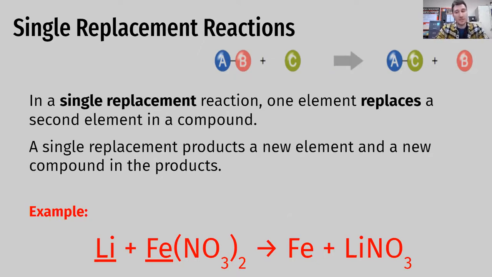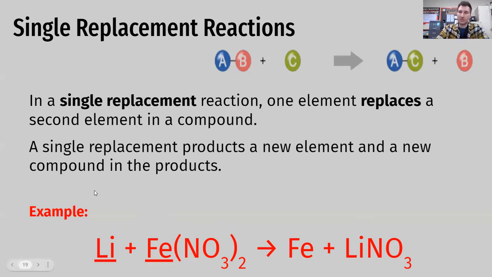More specifically, with single replacement reactions, what we're going to see is that we're going to take a compound AB with an element C. And as you can see from the reactants, when we produce our products, C then replaced B to give us a new compound, AC, and then B, which was in a compound before, is now by itself.